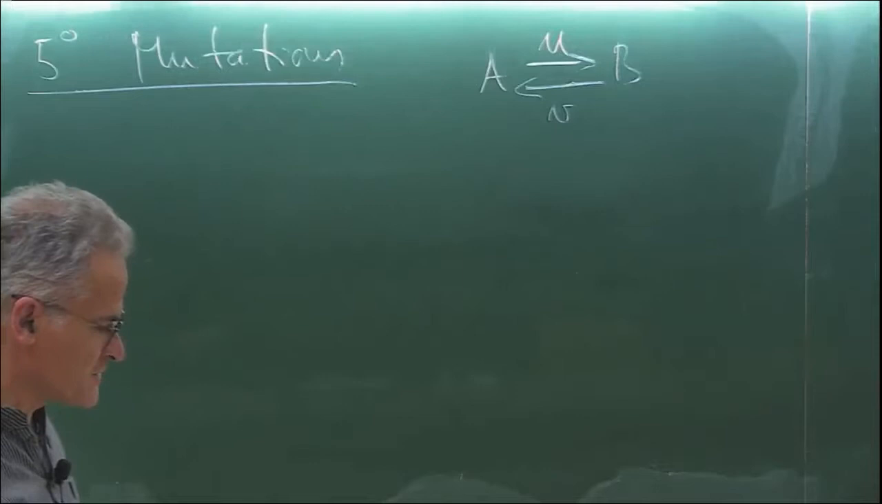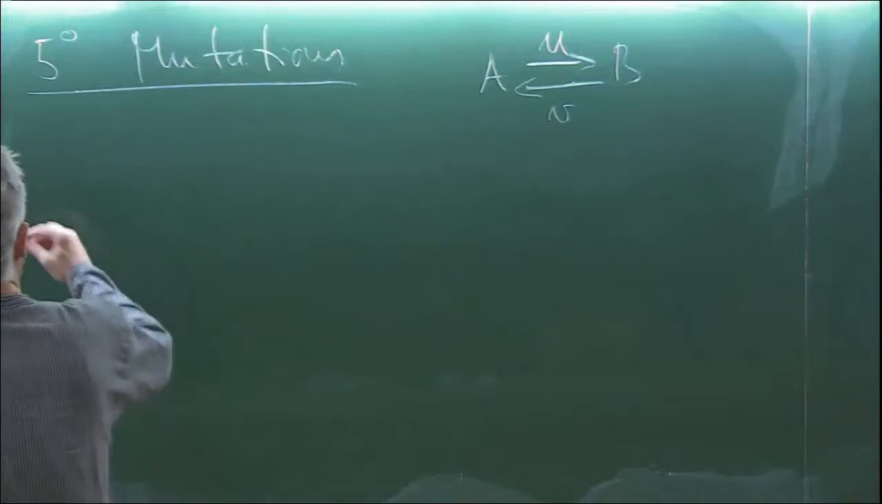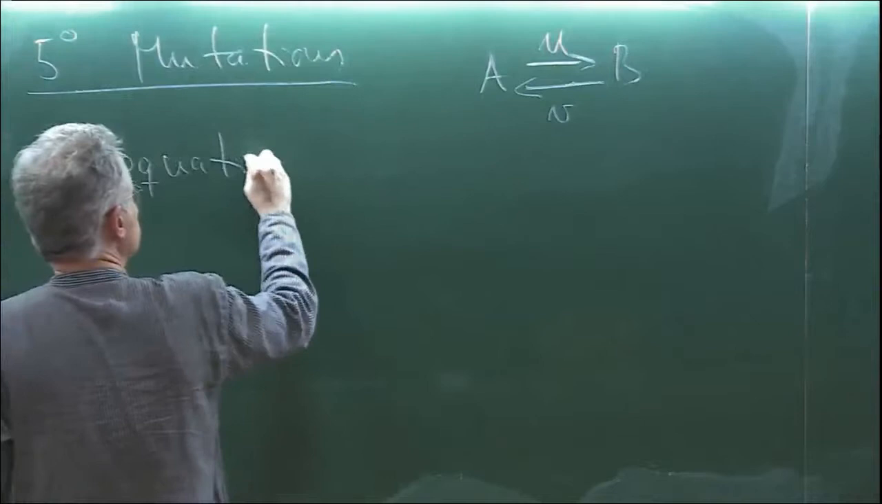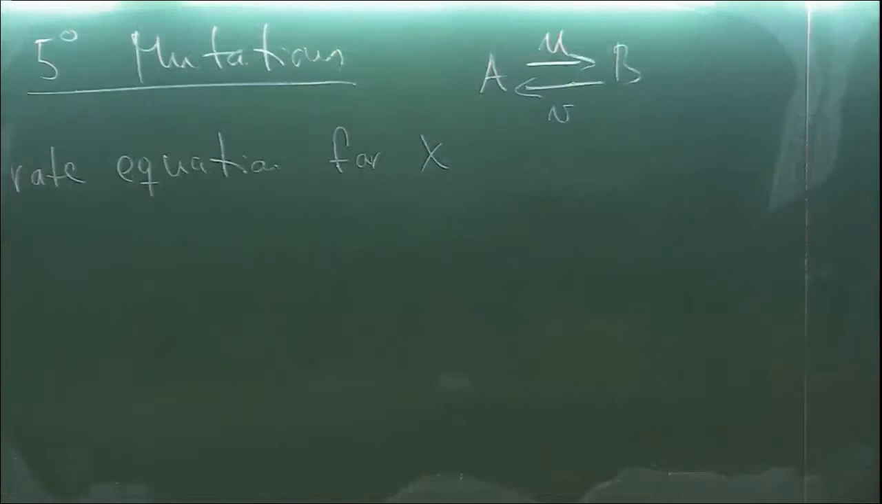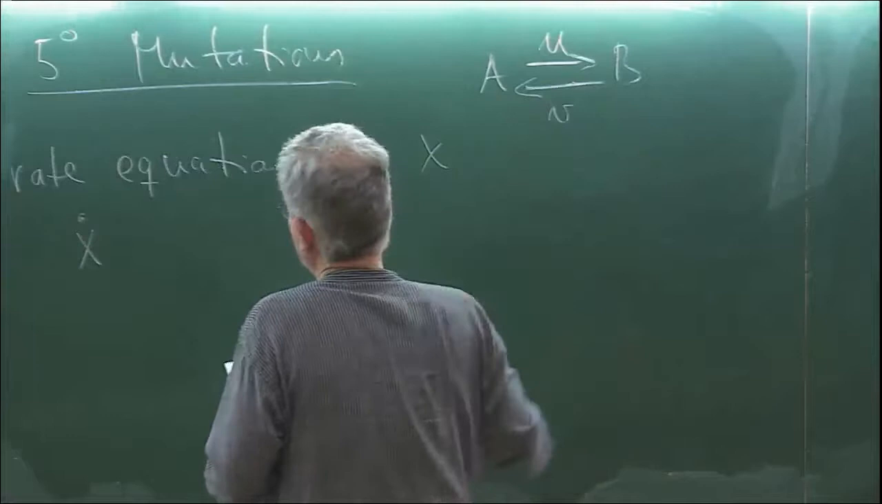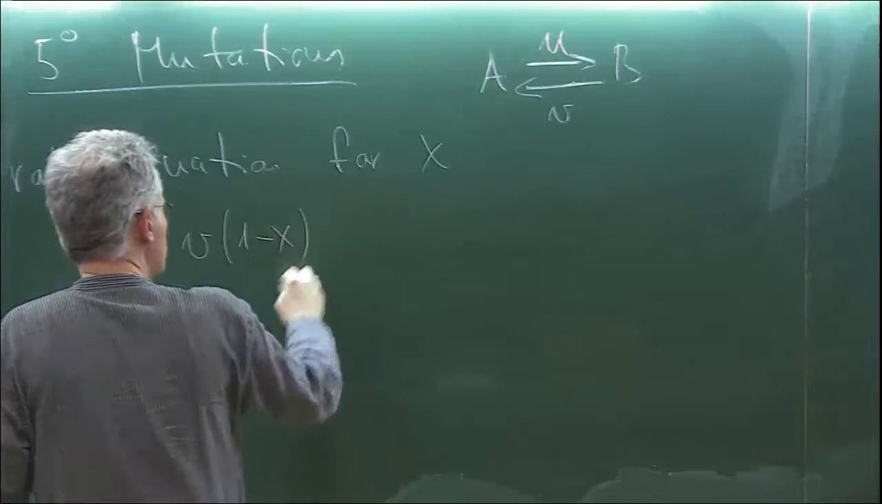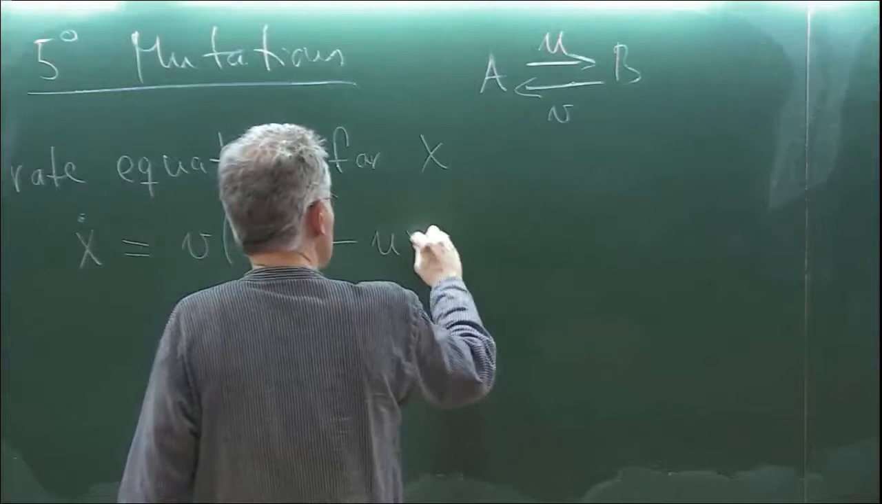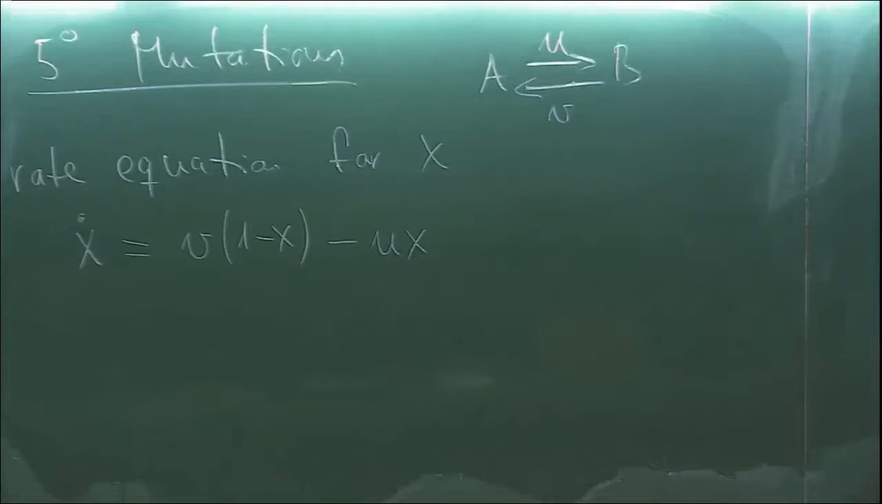Now, to see how we have to modify the diffusion equation, let's just think about what happens on the level of a rate equation. So let's write down a rate equation for X, where X is the fraction of A individuals. If I just look at the change due to mutations, on the one hand I will be creating A types from B. This happens at rate V times the fraction of B individuals, which is 1 minus X. And I will be losing A individuals at rate U proportional to the fraction of A individuals. So this is the change that I expect simply from mutations.